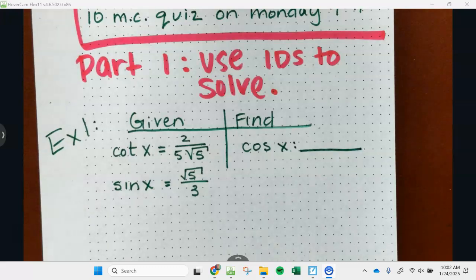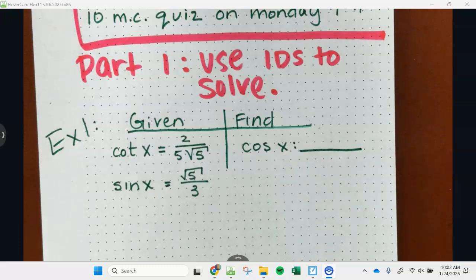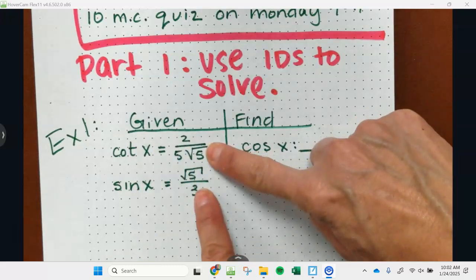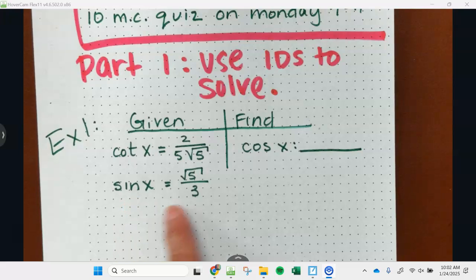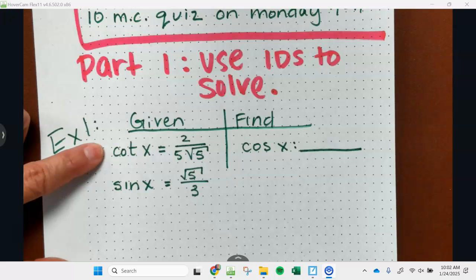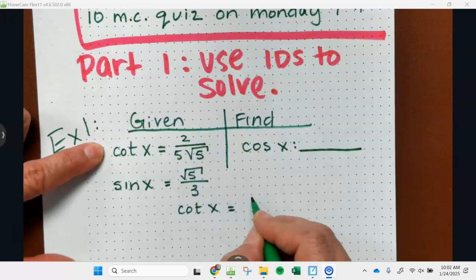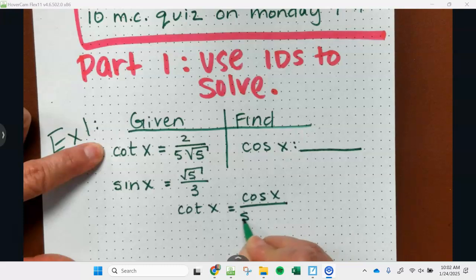Okay, so for the main part in this chapter, the angle measurements of x, we don't even care what the angles are. We don't care about the degrees. We don't care about the radians. We are just focusing on the ratios. So if we are given cotangent and sine, and we're trying to find cosine, remember cotangent is a quotient property. Cotangent is one of your quotient IDs, which is cosine x over sine x.